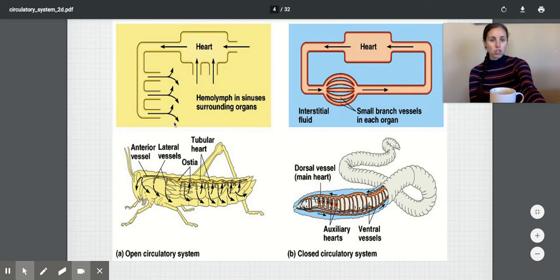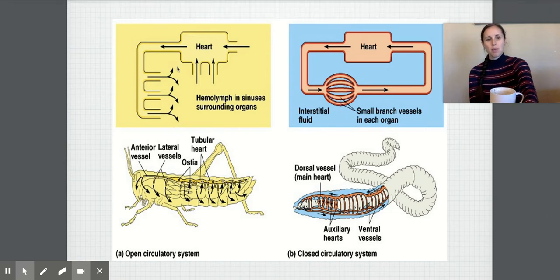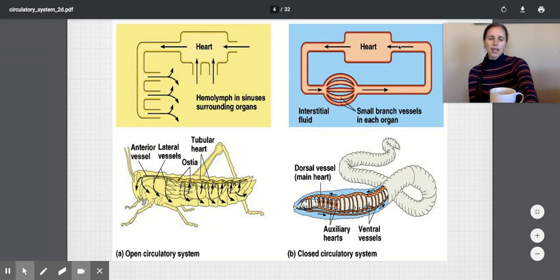So we have two different strategies here. Both contain the same parts: pump, vessels, and blood or fluid. Here we've got the open, and then in humans, that's what we're going to study today, we've got the closed.